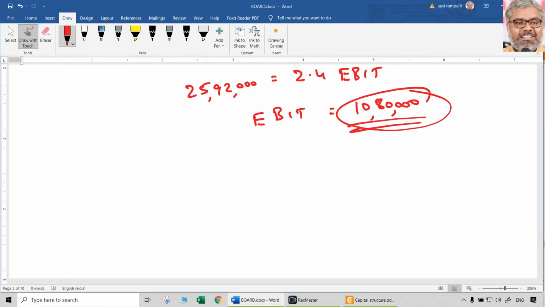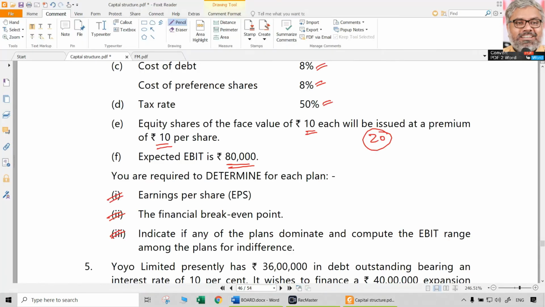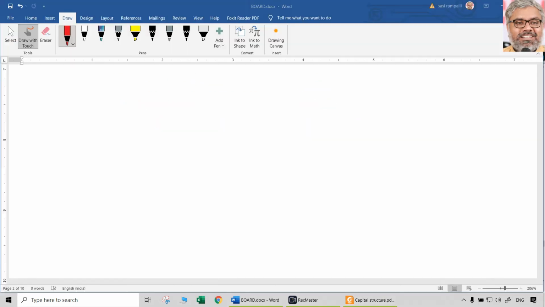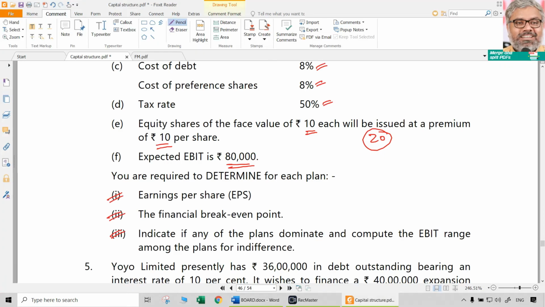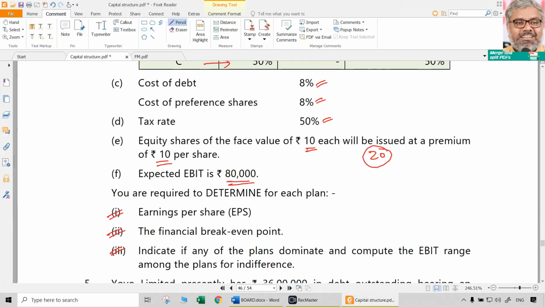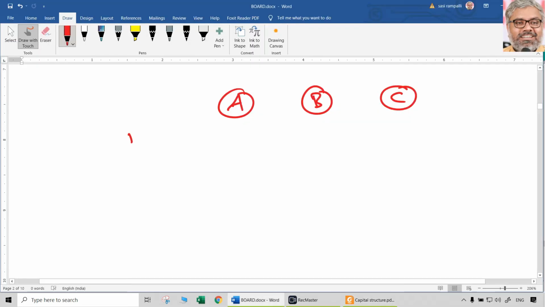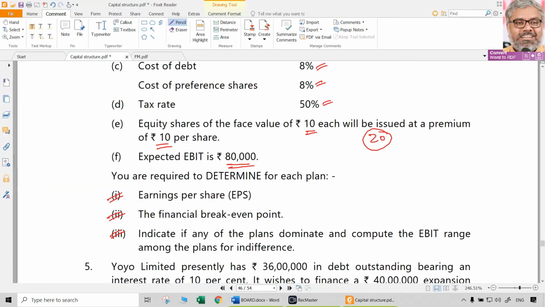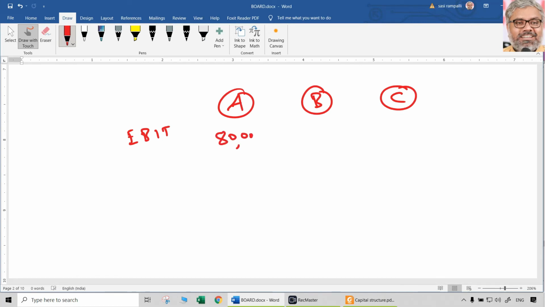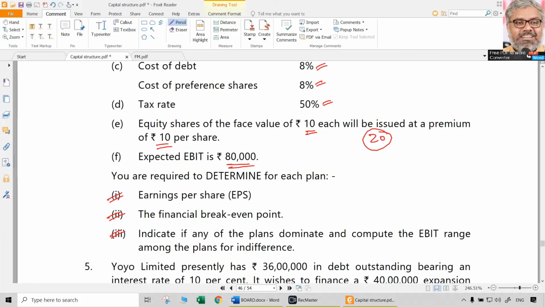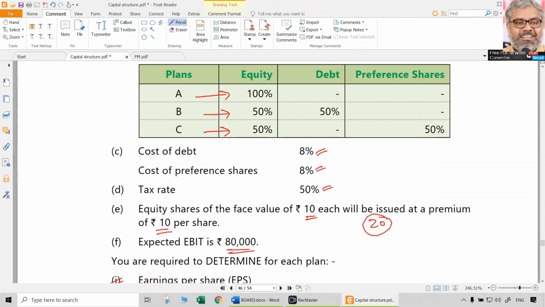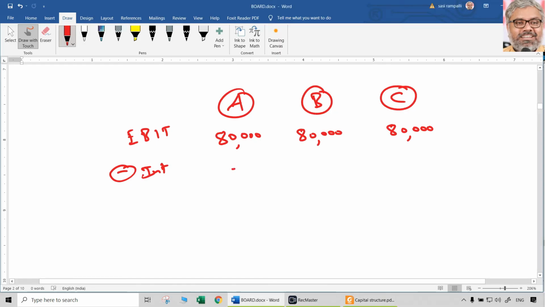First let us start with computation of EPS. So 3 plans are there. Heading should be there naturally. Statement showing computation of EPS. Plan A, Plan B, Plan C. EBIT is common. That is 80,000. That has nothing to do with the capital structure. That is operating income. Then interest. Plan A, does it have any interest? No. Plan C also doesn't have any interest. Plan B only has interest, which is 50%.